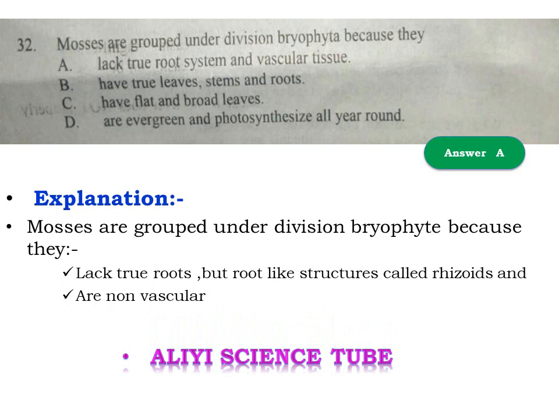Let us see the explanation. Mosses are grouped under the bryophyte division because they lack a true root system and vascular tissue. It means that they lack true roots.